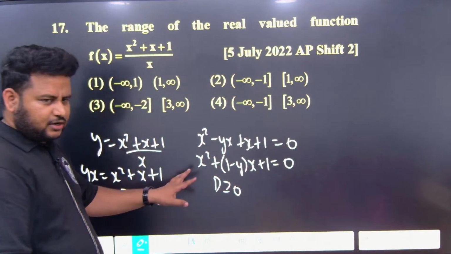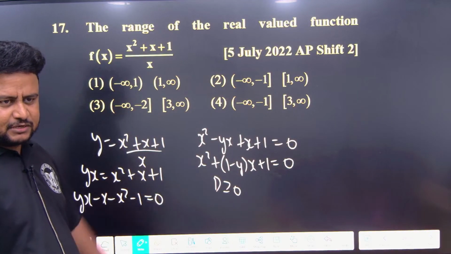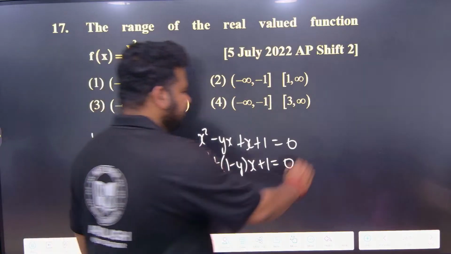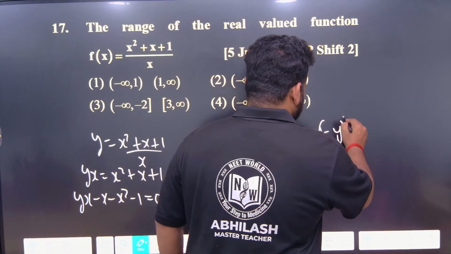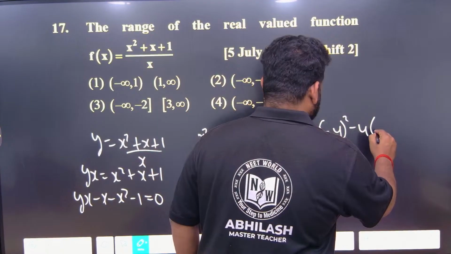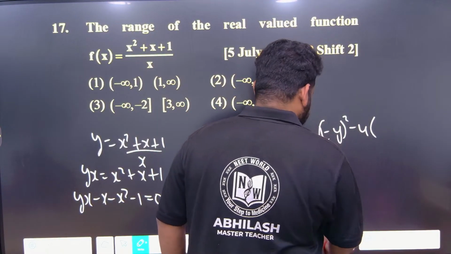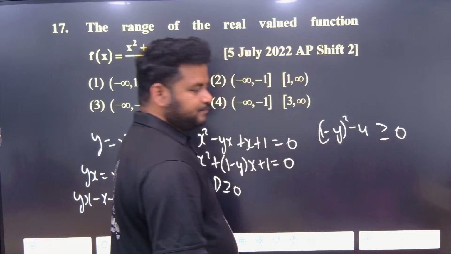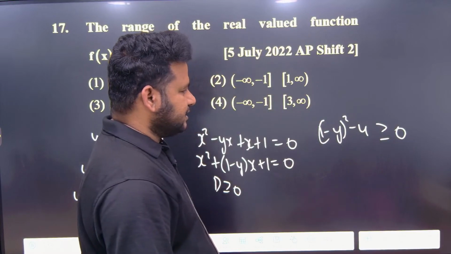Discriminant greater than or equal to 0. Now b square minus 4ac, that is what? 1 minus y whole square minus 4ac. 4 into 1 into 1, that is nothing but 4 itself. Correct na? This is greater than or equal to 0. 1 minus y whole square is greater than or equal to 0.